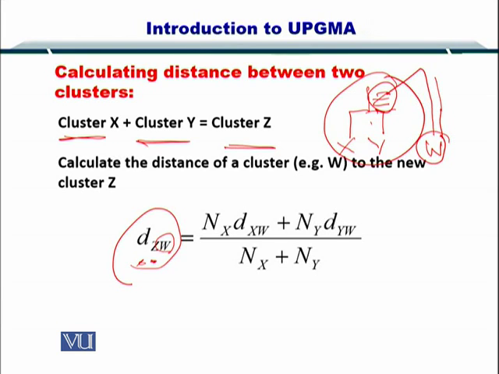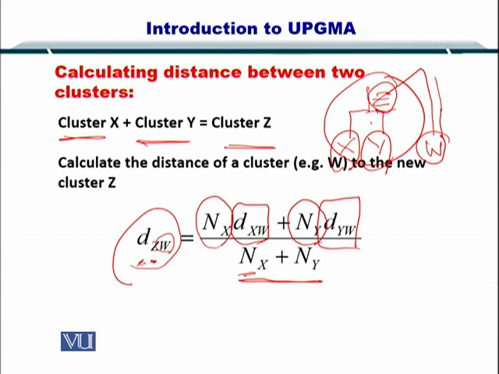Here you go. The number of sequences in X is 1. The number of sequences in Y is 1 sequence. And the distance between X and W, and the distance between Y and W, using the pairwise sequence alignment distance matrix, are divided by the sum of the number of sequences within X and Y. This will help you compute the distance between two sequences, or two clusters, or one cluster and one sequence.